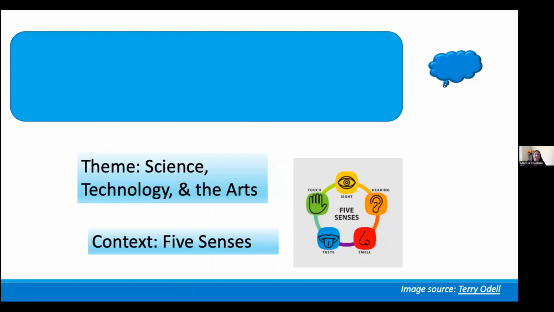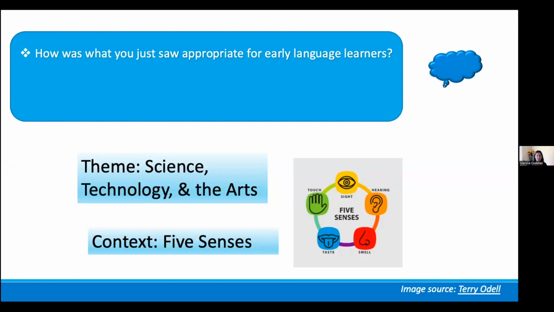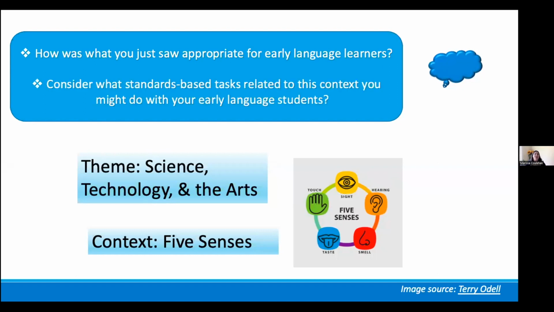All right, so let's pause for a moment and take some time to process. So I want you to think alone. How is what you just saw appropriate for early language learners? And consider what standards-based tasks related to this context, the 5 senses, you might do with your early language students.